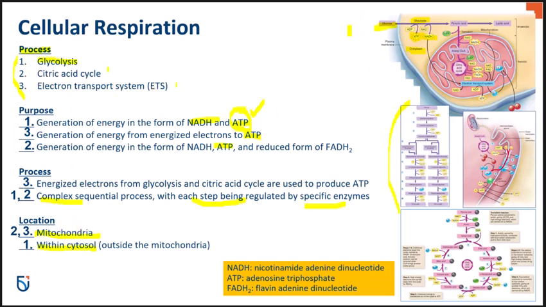When glucose goes through metabolic pathways in the cytosol, ultimately once we end up in the mitochondria, the citric acid cycle is going to occur, which is also a complex sequential process with each step regulated by very specific enzymes. It's going to produce a whole lot more ATP than glycolysis. It's also going to produce NADH and FADH.